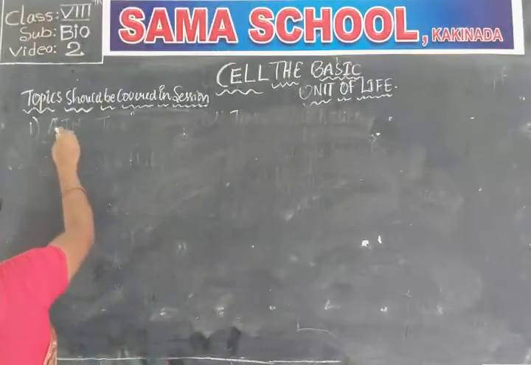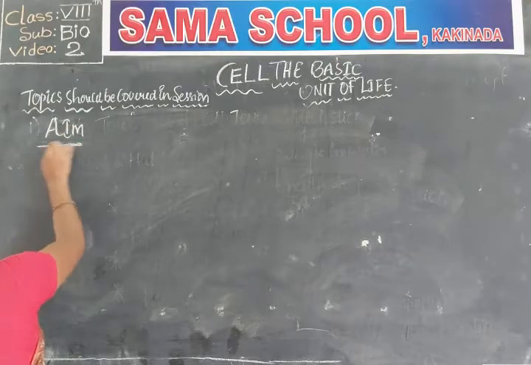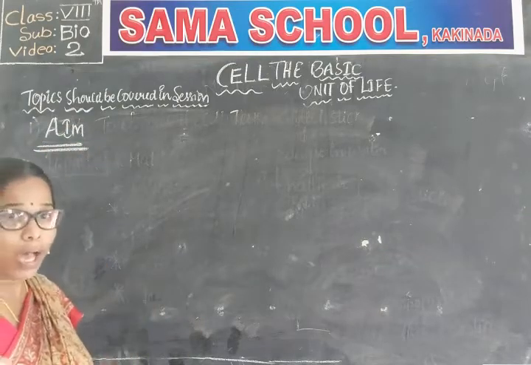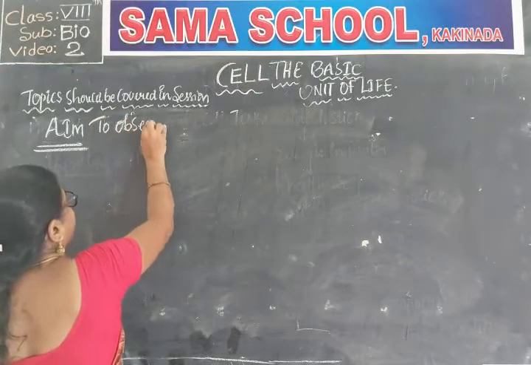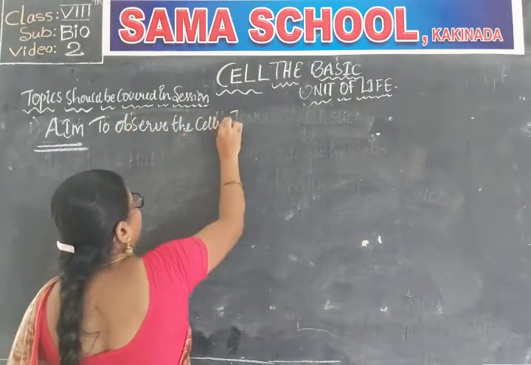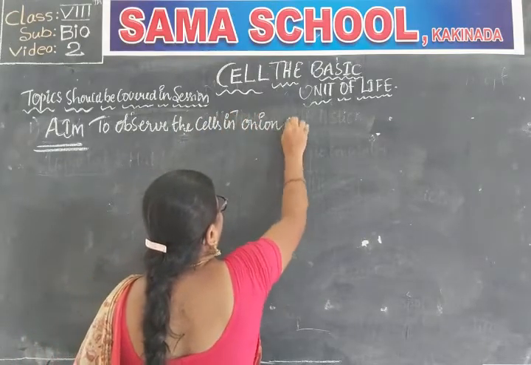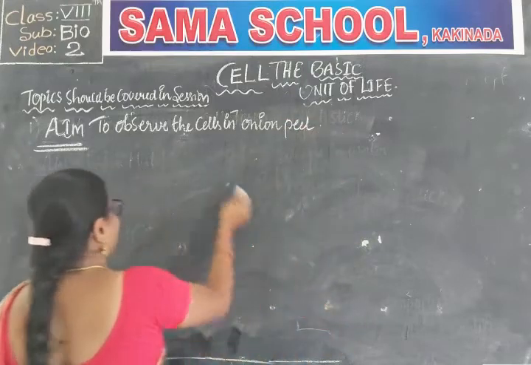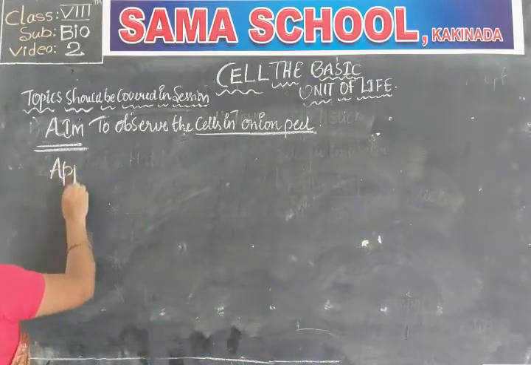So next, what is our aim? Aim indicates what you are going to observe. To observe the cells in the onion peel. So to observe the cells in the onion peel, we need apparatus.